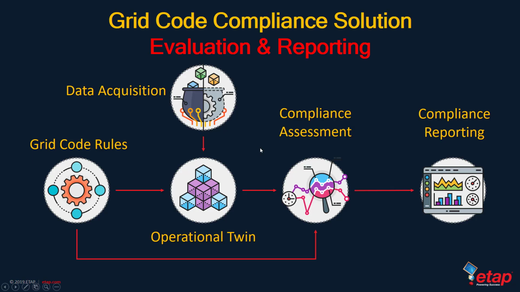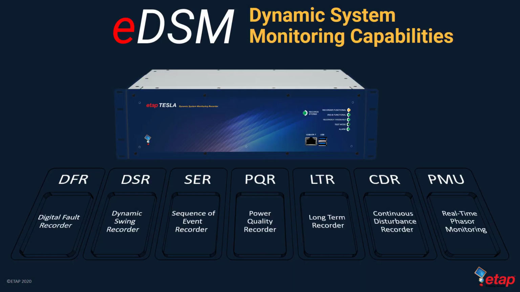So the basic principle being that you can take the data acquisition from the system, the grid code rules from ETAP, combine it with the operational twin that has the electrical system model as well as the real-time data, do the compliance assessment, and report the compliance in real time. So you can get daily, weekly, monthly, or yearly compliance audit reports on a continuous basis.